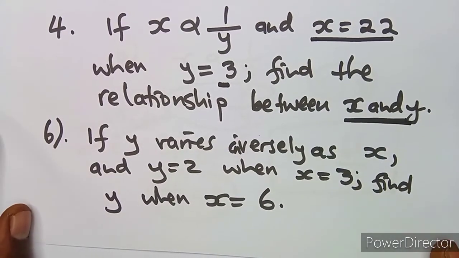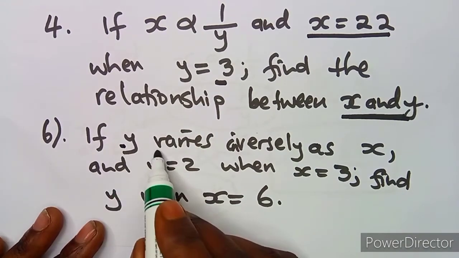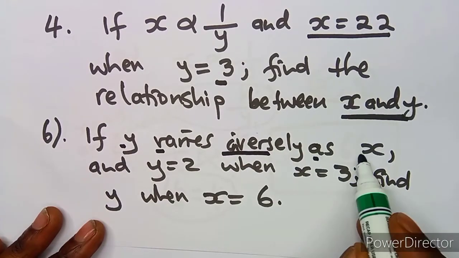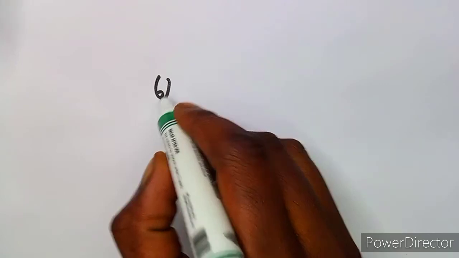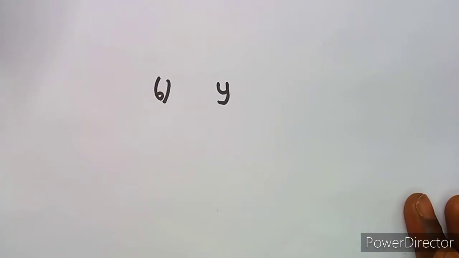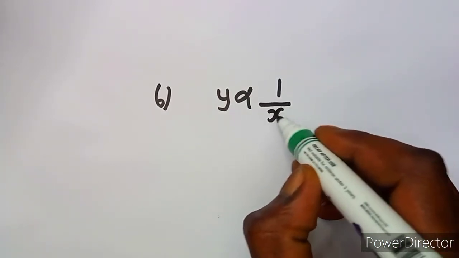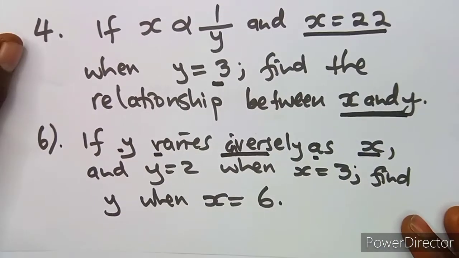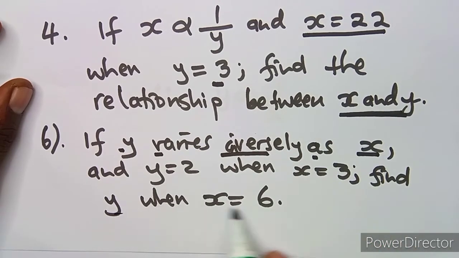So if you have to consider number 5, it was just one and the same thing. So on number 6, now we are given a word problem. So still you have to apply the same thing. If y varies inversely as x, so let's start with that. How are you going to write this? Okay, that's number 6. We said when it varies inversely, it's going to be 1 over, so y varies inversely as x, so it's 1 over x. Then, y is 2 when x is 3. Find y when x is equal to 6.